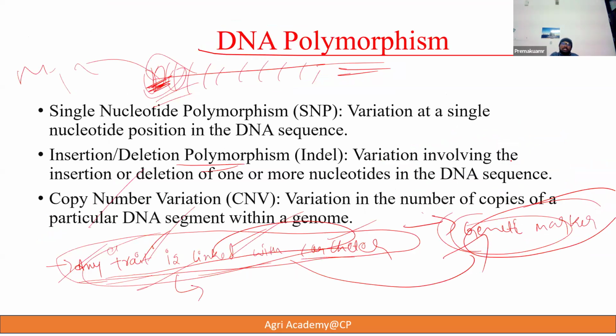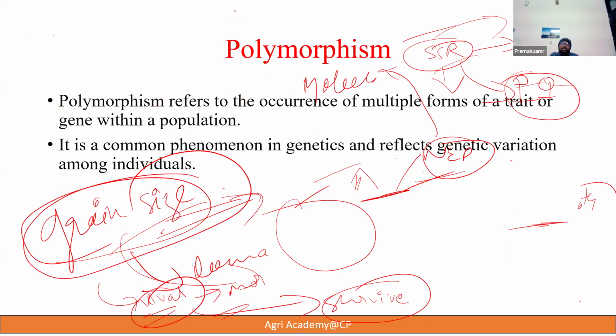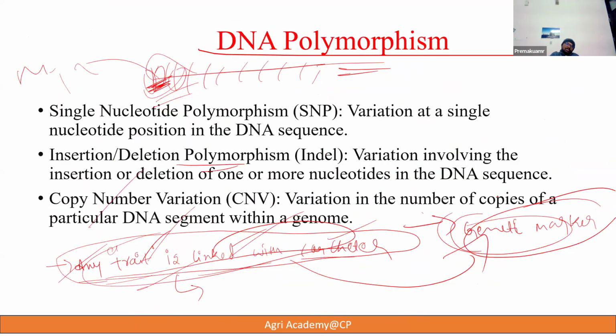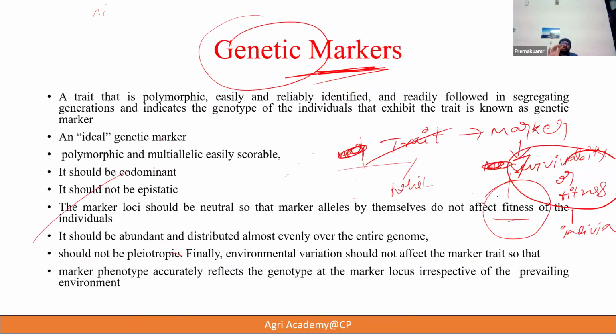See here, only two classes are possible. In flower color, in this case, only two classes are possible. But these two classes alone can't decide resistance and susceptibility. Then we should go with another option so that we can identify resistant and susceptible plants. That comes under molecular markers, which have so many advantages over all the other markers.